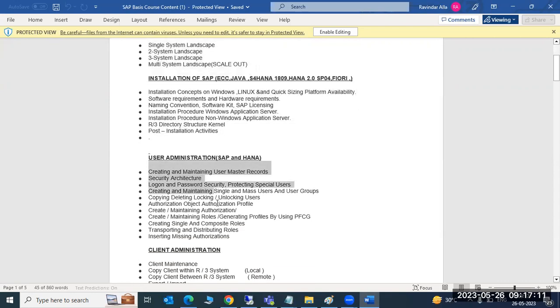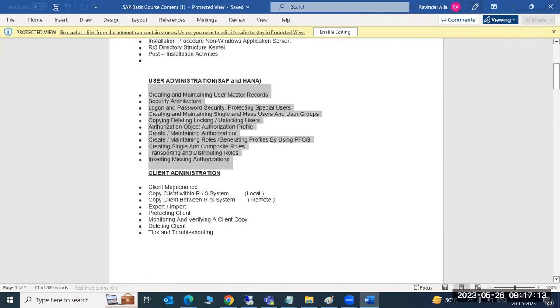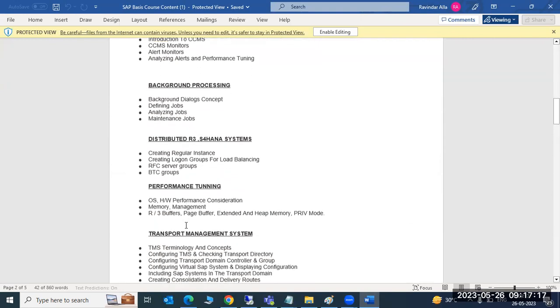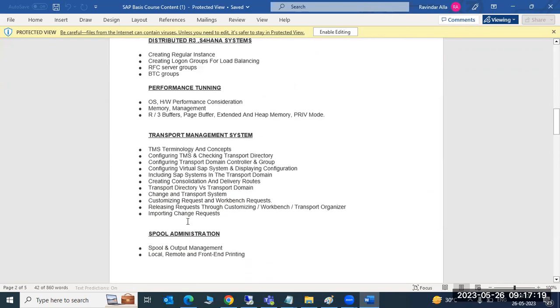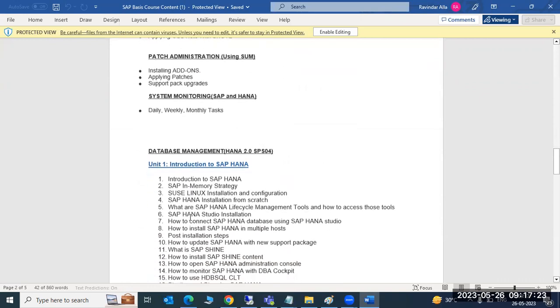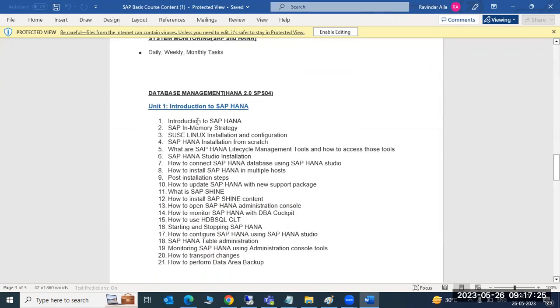Then after that, how to create users and authorizations. Then client administration. These are the topics. CCMS, background jobs, performance tuning, transports, printers, and all these patch administrations. And coming to HANA administration also, we are going to discuss HANA as well.